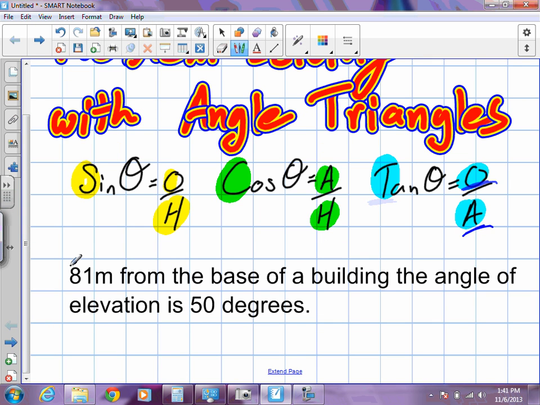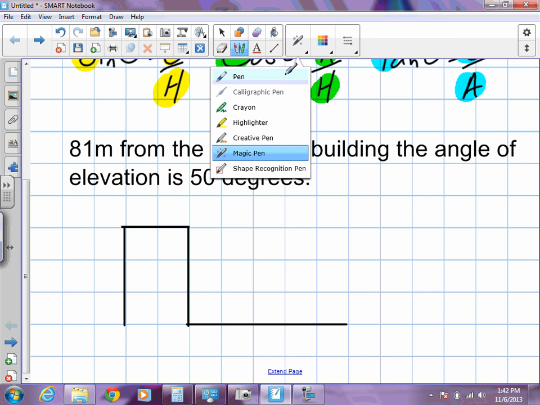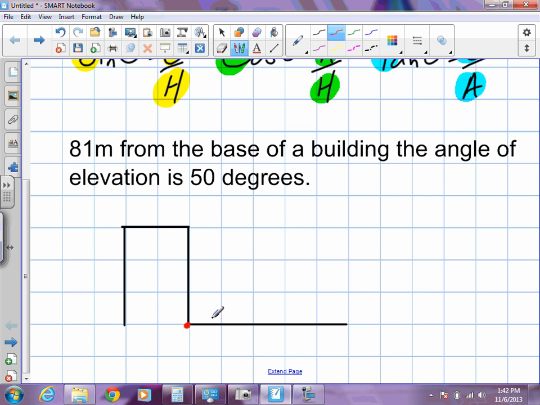We're going to have to build our question. The question says, 81 meters from the base of a building, the angle of elevation is 50 degrees. So let's create this situation. Here's our building, and we are 81 meters from the base of the building. The base of the building would be the bottom, and we assume that the ground and the building are 90 degrees from each other. They create a right angle. This distance is 81 meters, and we know the angle of elevation to the top of the building is 50 degrees. So this angle here is 50 degrees.